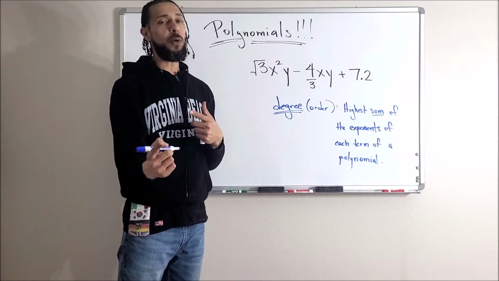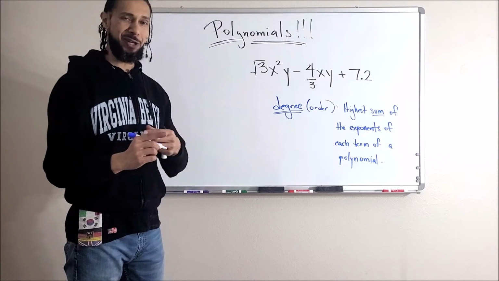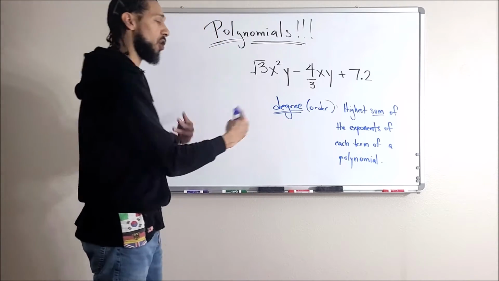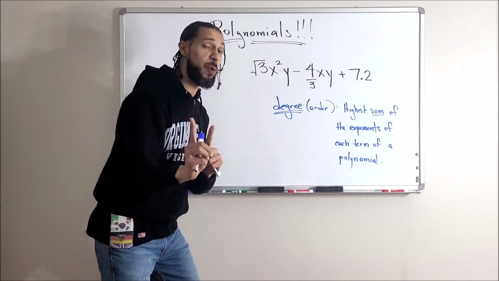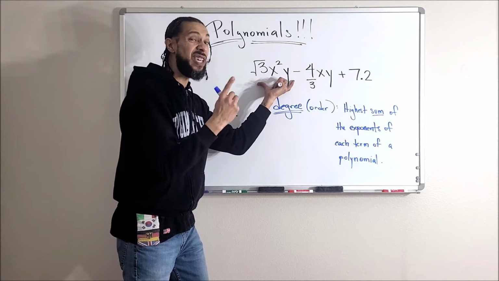Now, you might see the word order used, but degree and order mean the same thing when we're talking about polynomials. So what this says is the highest sum of the exponents of each term in a polynomial. So let's start with the sum of the exponents of each term. This is one term. Let's add up the exponents of this term.